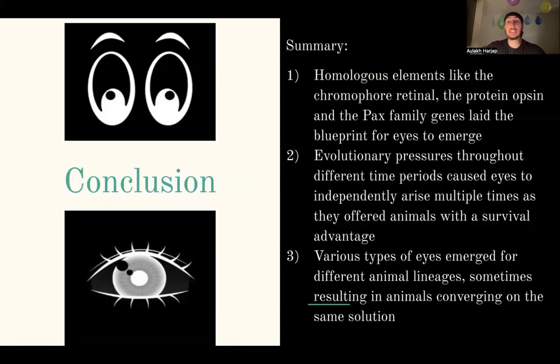So, that was a lot of information about eyes, and I just want to summarize what we've learned today in this presentation. Firstly, homologous elements are present within almost all animalian eyes. The presence of chromophore-like retinal combined with opsin proteins and the Pax family genes provided animals with the necessary structures which would allow further eyes to form. Secondly, we explored how evolutionary pressures across time led to different animal lineages evolving eyes that were helpful for their specific ecological niche, which is why we see a wide variety of eyes today across metazoan species. Finally, we thoroughly examined the different types of eyes seen today and how simple pit eyes develop into complex eye types like compound eyes and camera eyes.